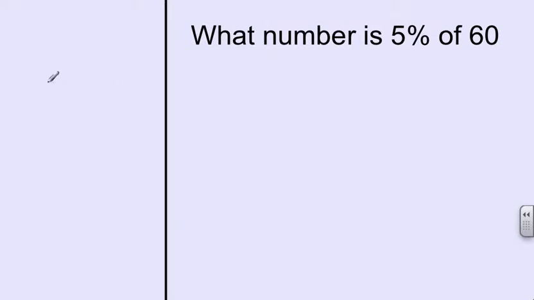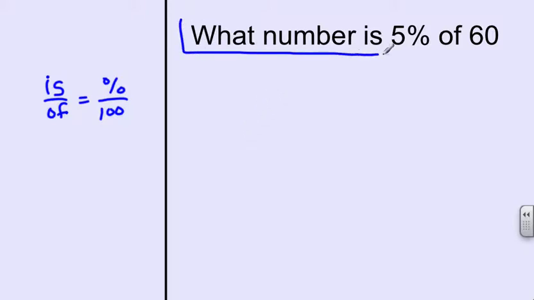Let's do it all over again. Is over of equals percent over 100. I encourage you to hit pause and try it yourself, and then when you're done, come back and see how you did. All right, so my number here, what number is 5% of 60?